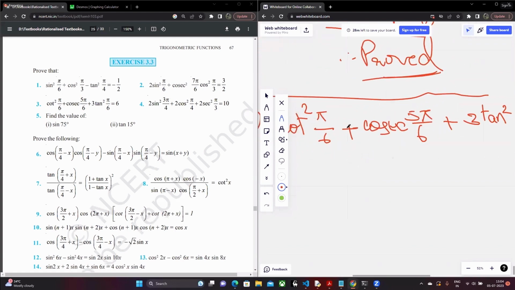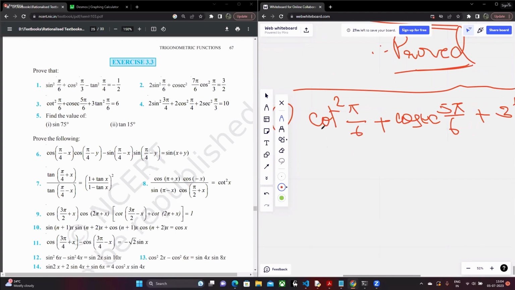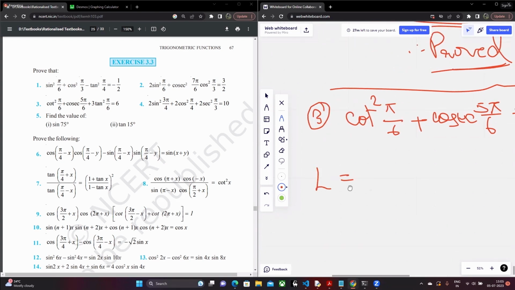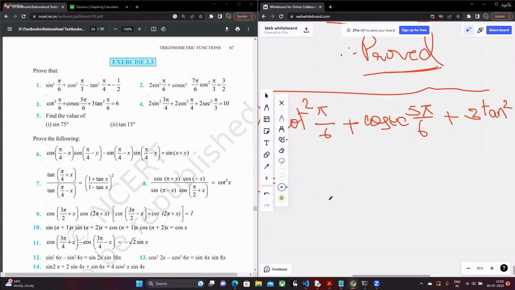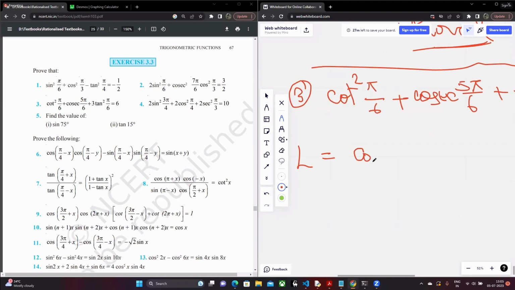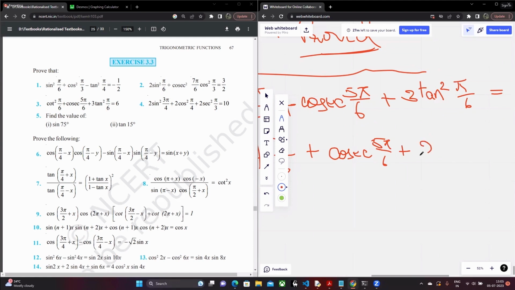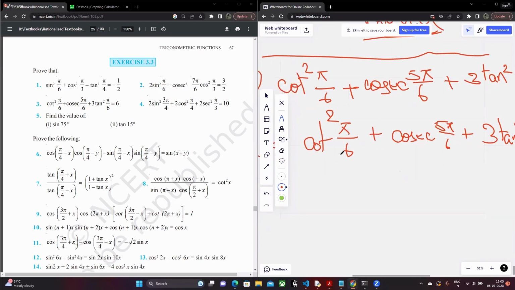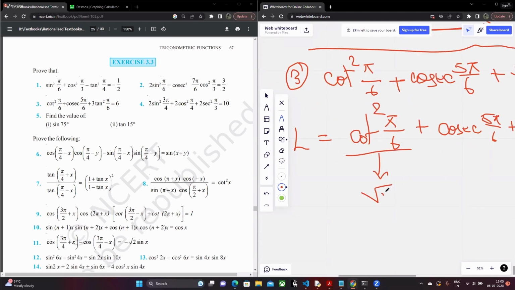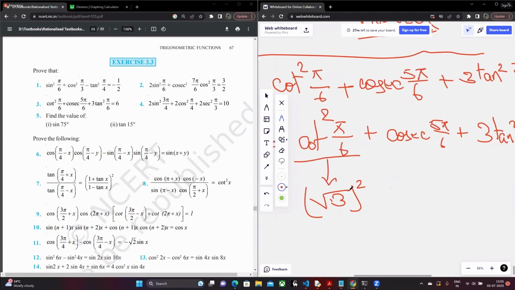So first of all, this is cot pi by 6, that's cot 30 degrees, right? And cot 30 degrees is root 3. So this is basically root 3 the whole square. I can write L is equal to this expression. I'll write it again because I lose continuity. Then this is cosecant 5 pi by 6 plus 3 tan squared pi by 6, right? So this is basically square root 3 the whole square.